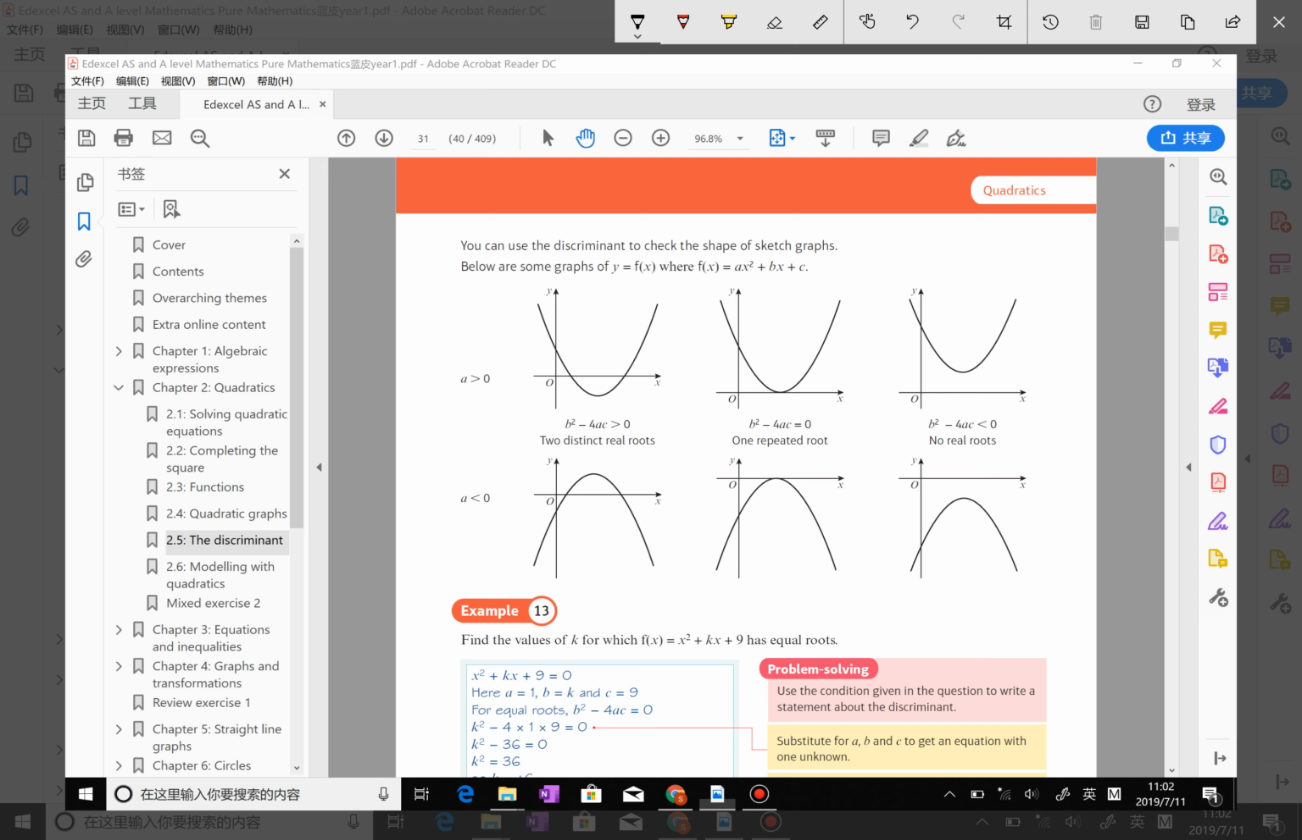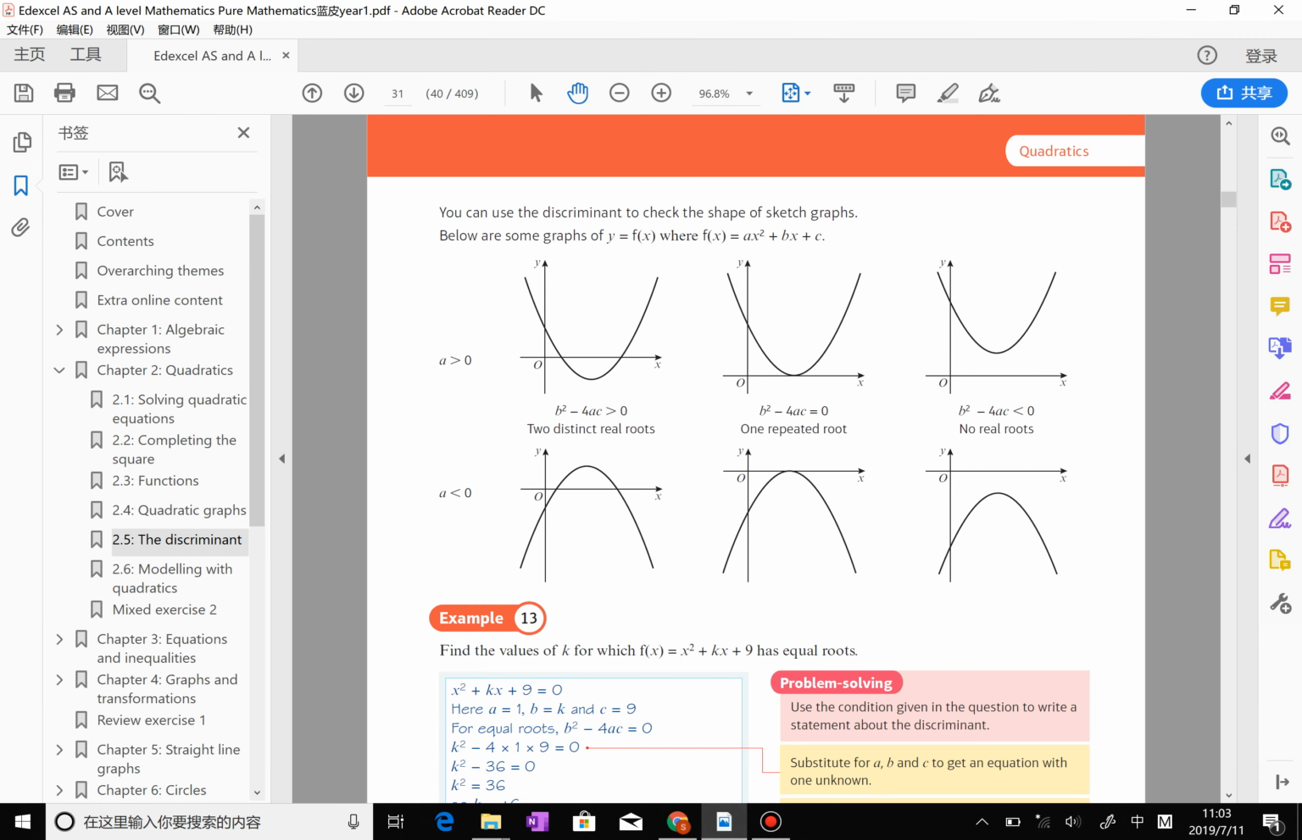If b squared minus 4ac is less than 0, there are no real roots, and it's going to be like this. There is no intersection point with the x-axis. If a is less than 0 and b squared minus 4ac is greater than 0, you have two intersection points on the curve, so you have this shape. If b squared minus 4ac equals 0, there is only one intersection point with the x-axis. If the discriminant is less than 0, there are no real roots, and the curve is going to look like this.